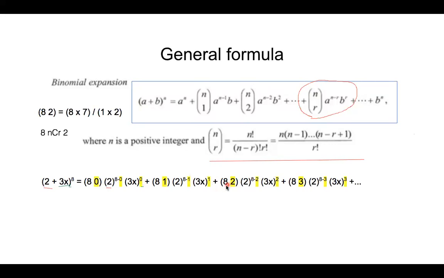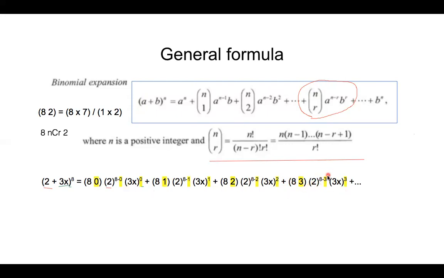And then the next term, 8 choose 2. Again, the 2 came from the left term. Now the power has decreased by 2. For b, 3x, the power increased to 2. And then here, 8 choose 3.